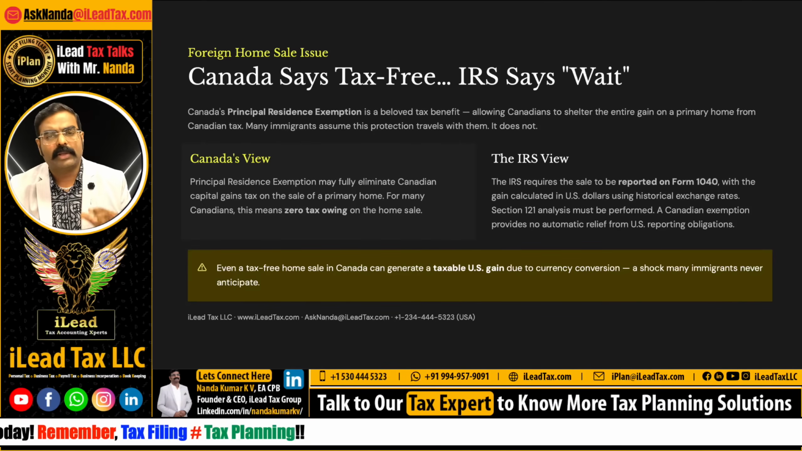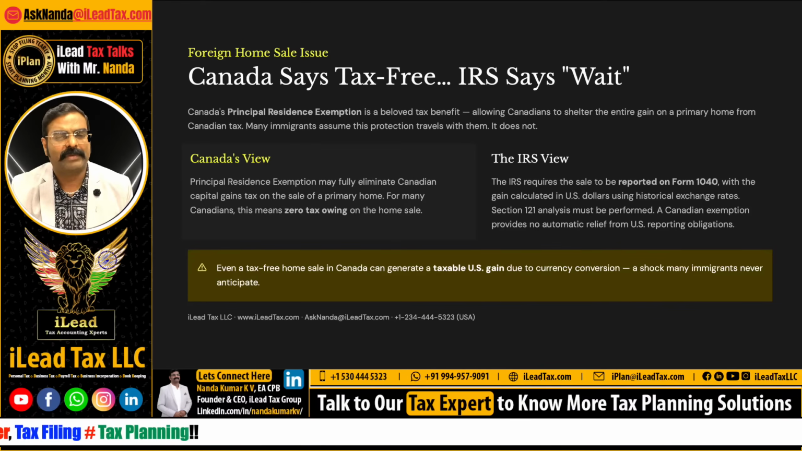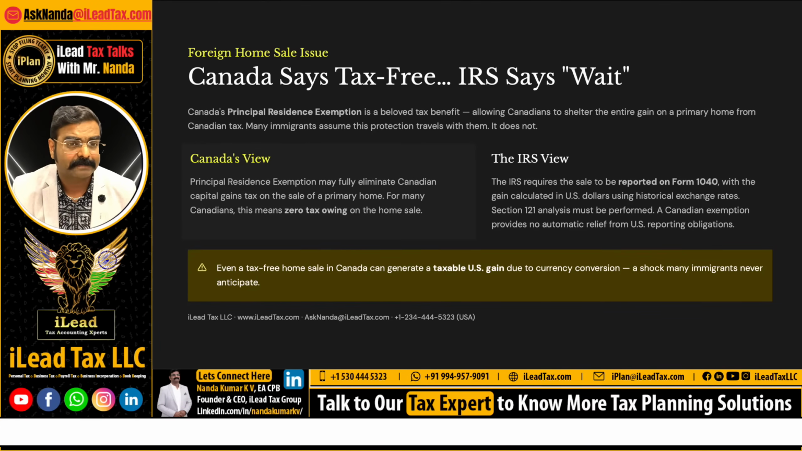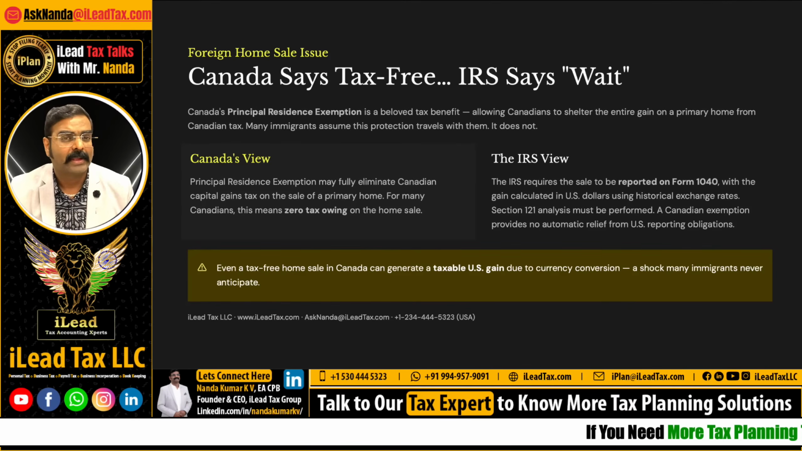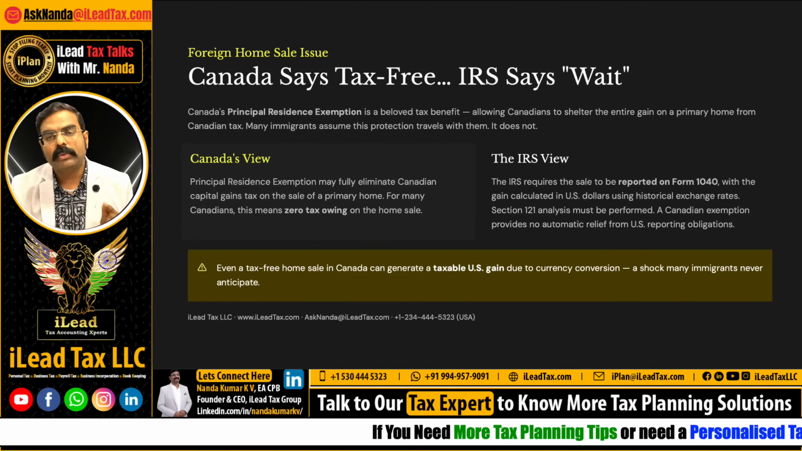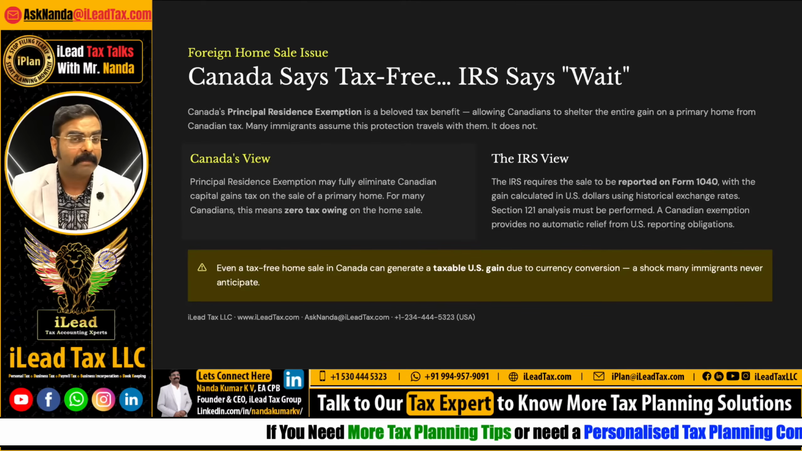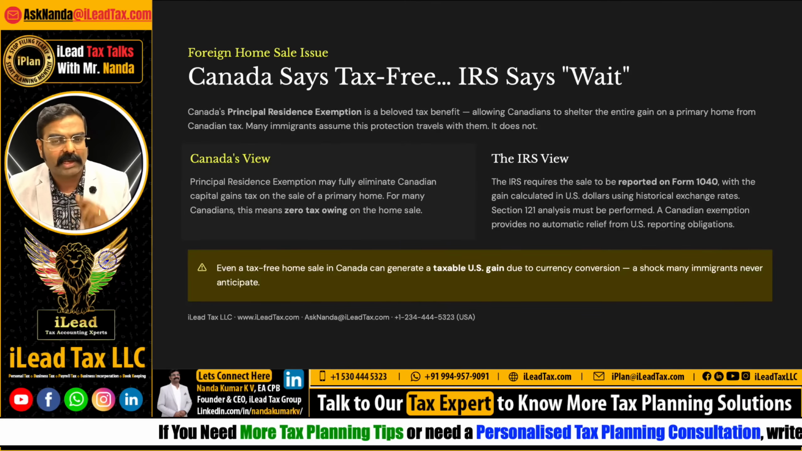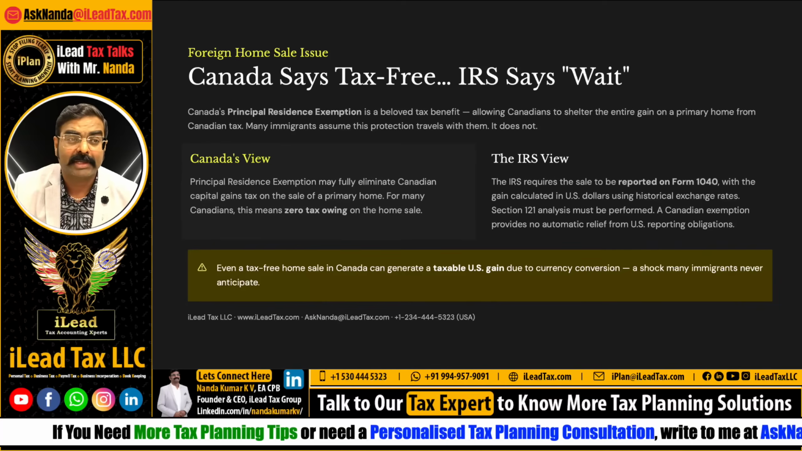So you can sell your home completely tax free in Canada and still owe US tax on the same transaction. Is that double taxation? No, because Canada taxed you zero. There's no Canadian tax to credit. And the US exemption, section 121, may or may not fully cover your USD denominated gain.